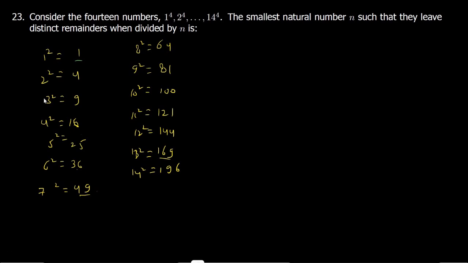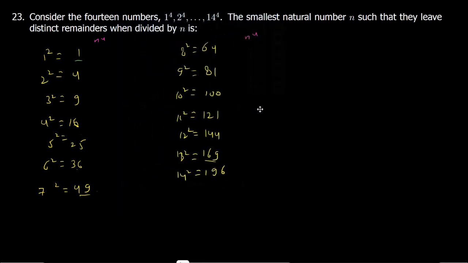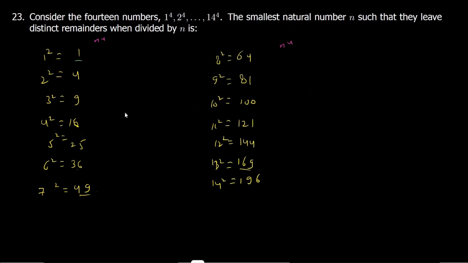So 29 when 1 power 4. Now here let me write n power 4, n power 4 and remainder by 29. So the list is going to be a bit extended. And I'm only going to write n power 4 mod 29. First of all, let me write n square mod 29. N square percentage 29, what's the remainder?